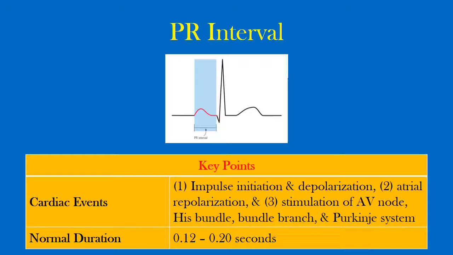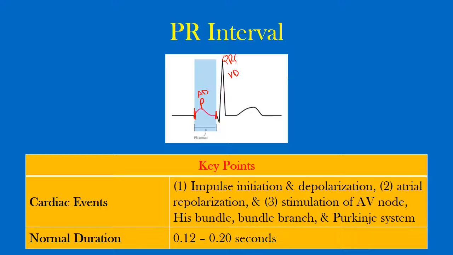Here we have the PR interval, which represents the time from the beginning of the P wave. So as we've been showing, this is the P wave, so the beginning of it. The P wave is the initiation of the electrical impulse in the SA node, to the beginning of the QRS complex. So that's the beginning. Remember, we said this is the QRS, which represents ventricular depolarization. The P wave represents atrial depolarization.